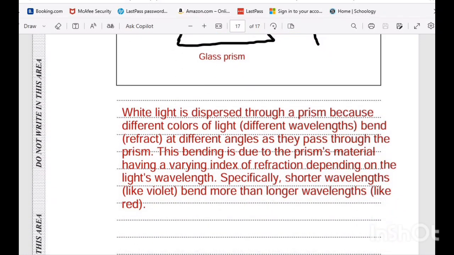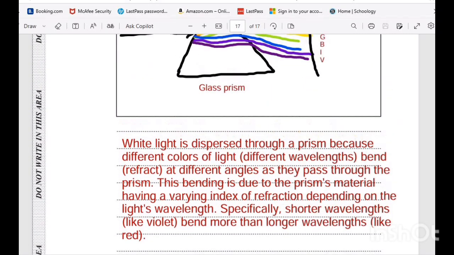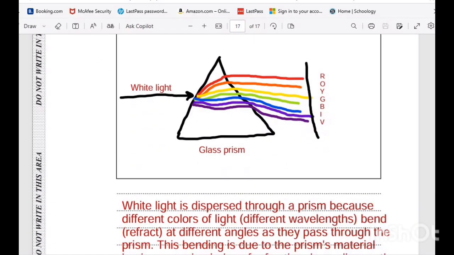And it says you must explain. So it says white light is dispersed through a prism because different colors of light at different wavelengths bend or refract at different angles as they pass through the prism. This bending is due to the prism's material having a varying index of refraction depending on the light's wavelength. Specifically, shorter wavelengths like violet bend more than longer wavelengths like red. And that's worth 7 marks. Now, if you have not reached this part of your syllabus yet, please just take a look around there in case a question like this comes back.